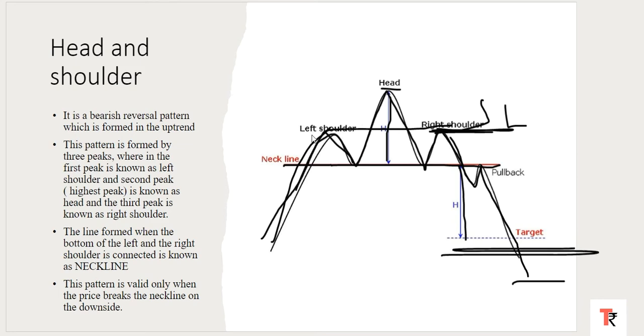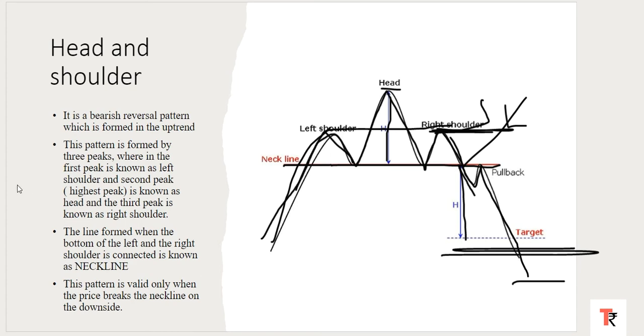So this is one of the most popular and easy-to-spot chart patterns. Hope you understood this. Sometimes what happens after this formation is that it might take a reversal, so this is not the right pattern then. It has to break the neckline, only then is this chart pattern confirmed. Okay, so hope you understood what the head and shoulder pattern is.